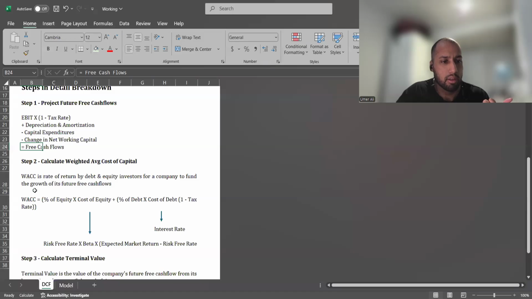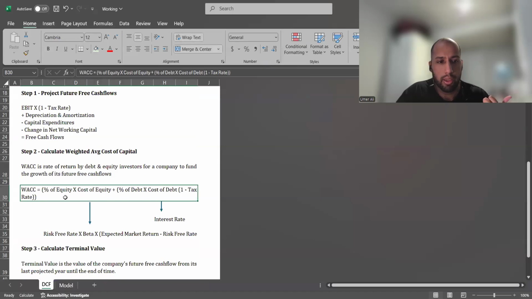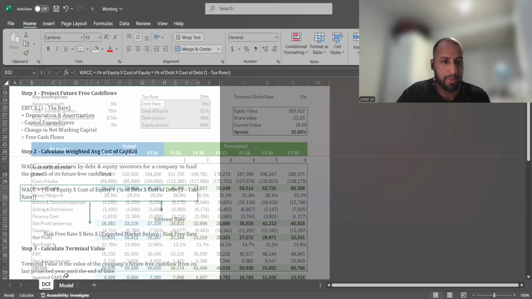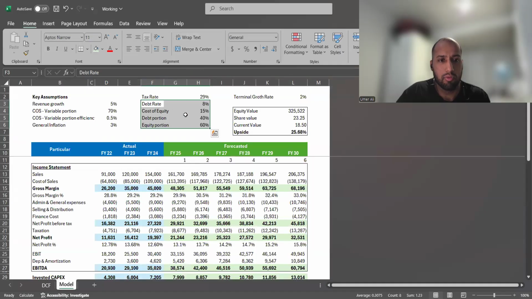That the WACC is the percentage of equity into the cost of equity plus the percentage of debt into the cost of debt net of the tax impact. So these four numbers relate to the calculation of that. We are assuming that our debt portion is 40%, equity portion is 60%, our cost of debt is 8%, and our cost of equity is 15%.